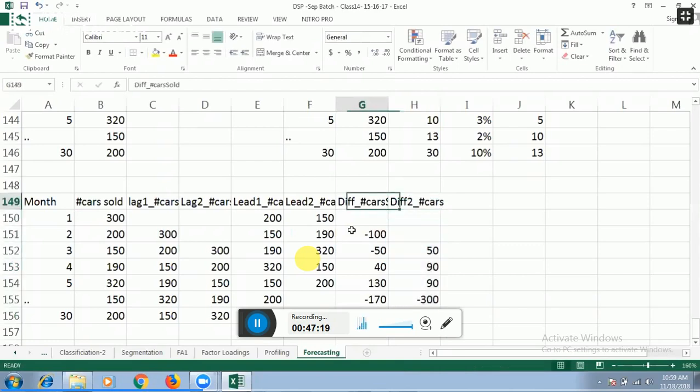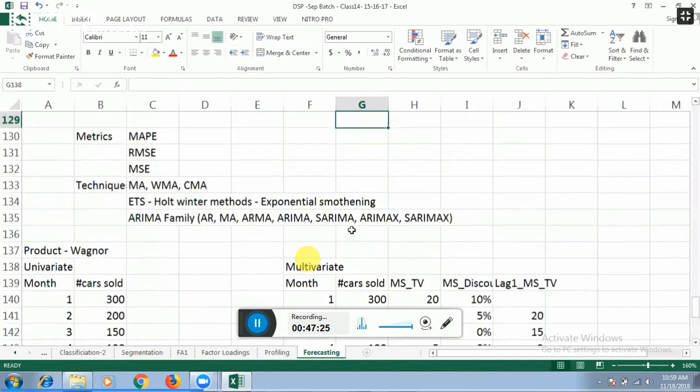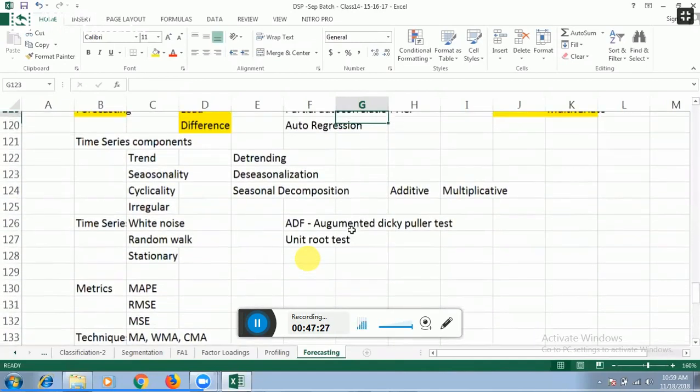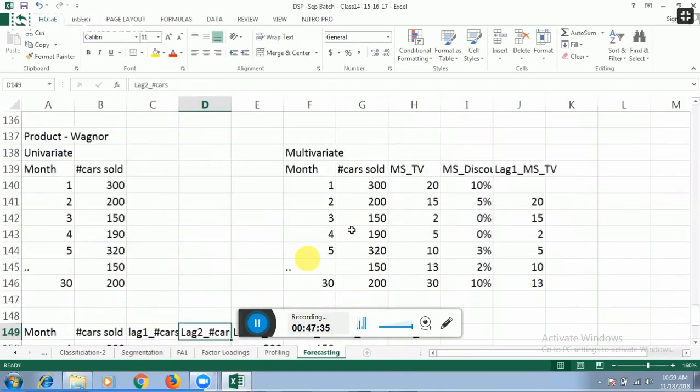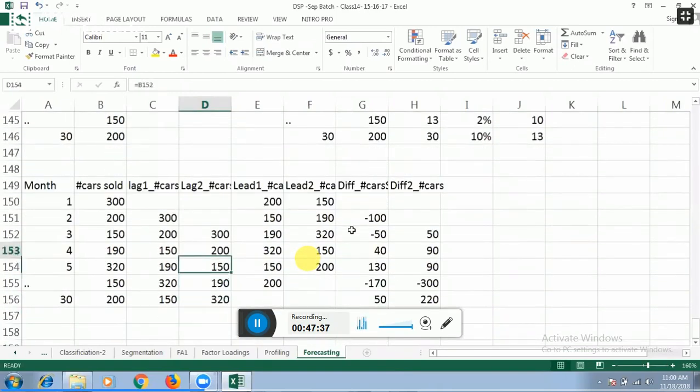Okay, this is what we call a difference of time series. Are you able to follow me? What is the lag, what is the lead, and what is the difference of time series? What does this mean? Are you clear or not? Difference two is nothing but difference of difference. So this is basically this minus this.